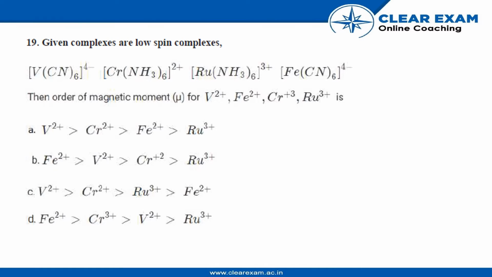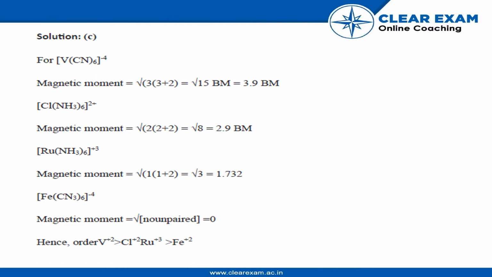Hello everyone. So in this question it is given complexes are low spin complexes. These are the four complexes which are having the low spin. We have to find the order of magnetic moment mu for vanadium 2 positive, iron 2 positive, chromium 3 positive and ruthenium 3 positive. So the formula for magnetic moment is root n into n plus 2, where n is number of unpaired electrons.